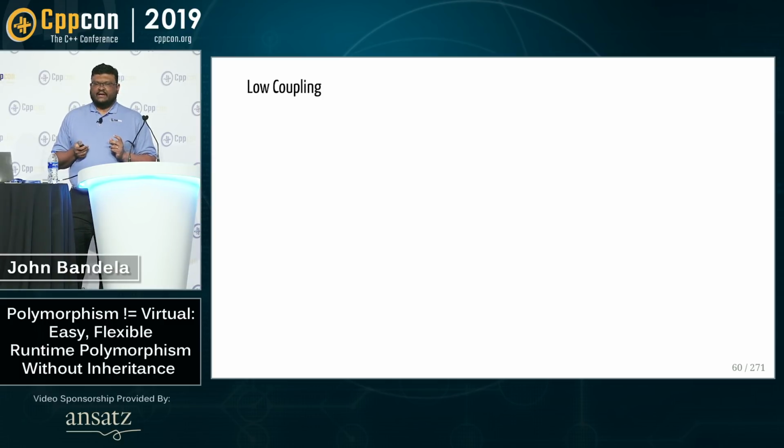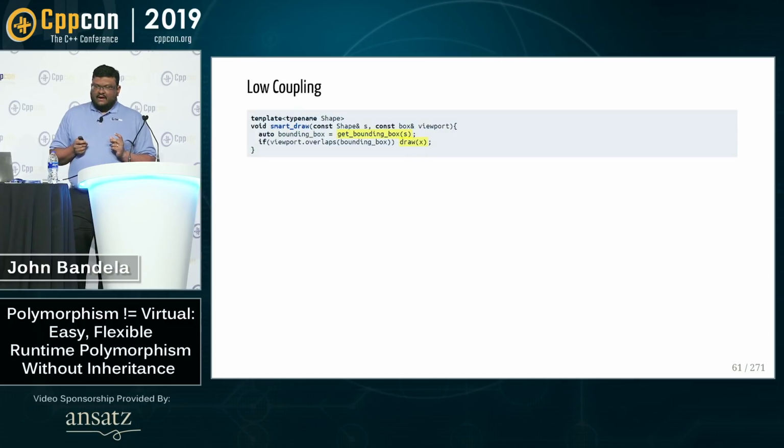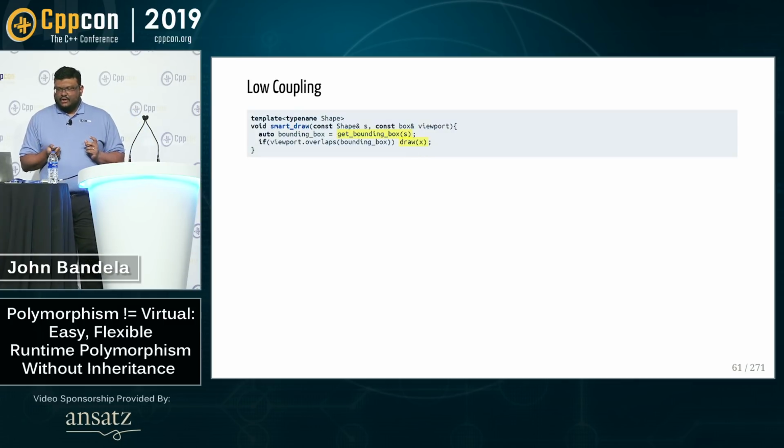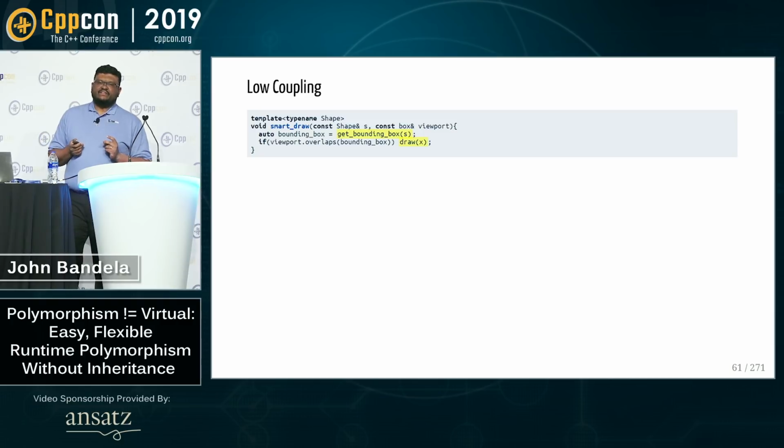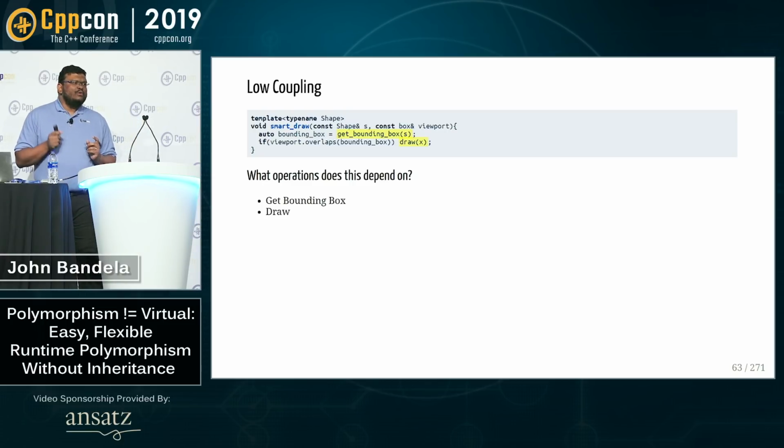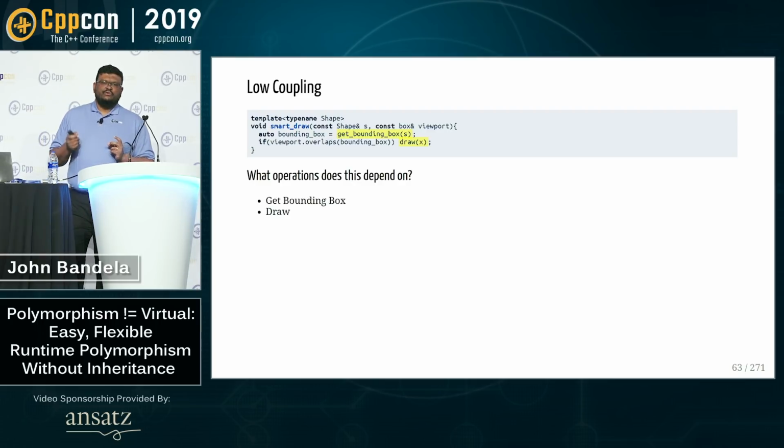What about low coupling? Consider smart draw. Look at the implementation of smart draw, the getBoundingBox and the draw. What operations does this depend on? getBoundingBox and draw. We're depending only on the operations that we're actually using. We're not depending on all the other operations that the type provides. We're just depending on our own.